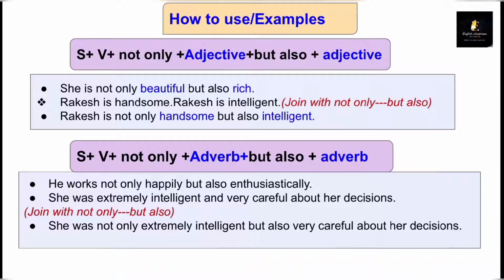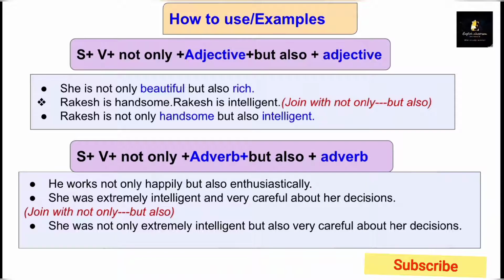Second type is there where we can join two adverbs. Let's see how we can join. He works not only happily but also enthusiastically. So happily and enthusiastically, these are your two adverbs and we have joined these adverbs with the help of not only but also. Now what kind of question will be asked?